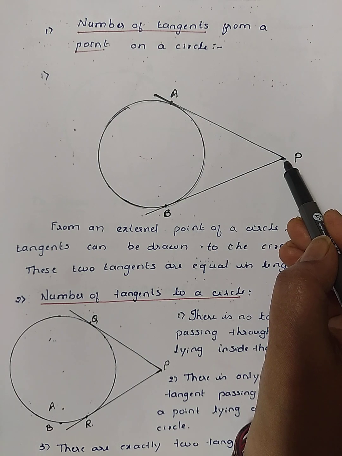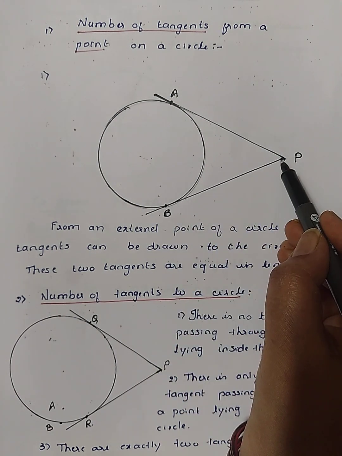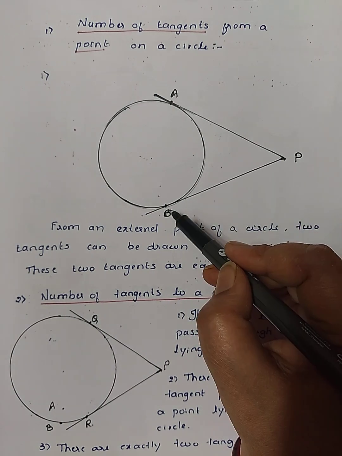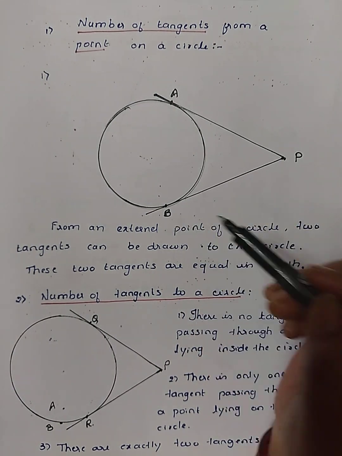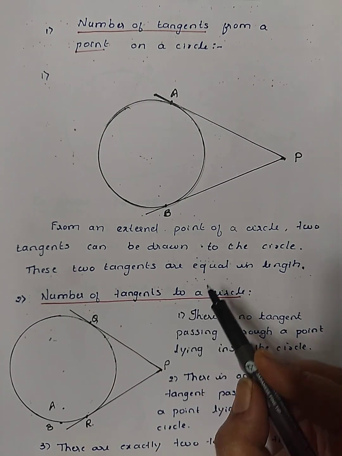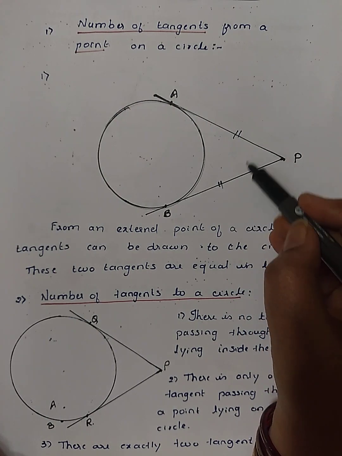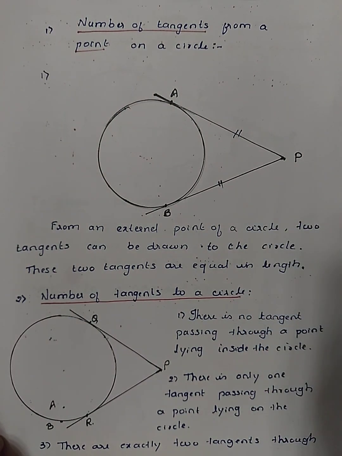Suppose if we draw another tangent, it will intersect here. Only one tangent can be drawn from the one point of contact. And these two tangents are equal in length, that is PA equal to PB. So, this is a theorem. Later we will prove that.